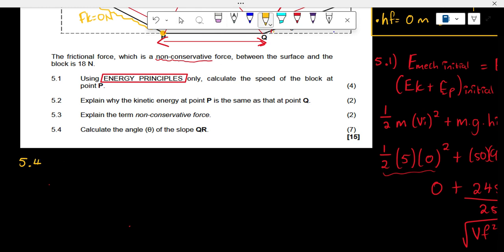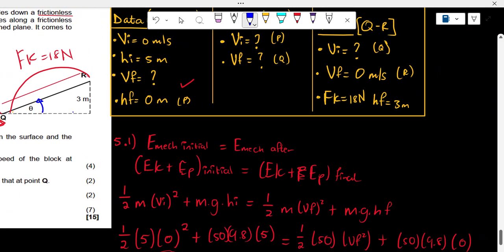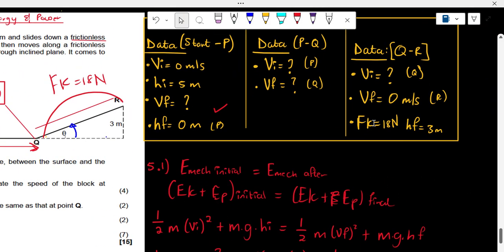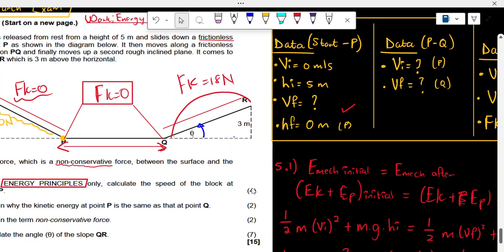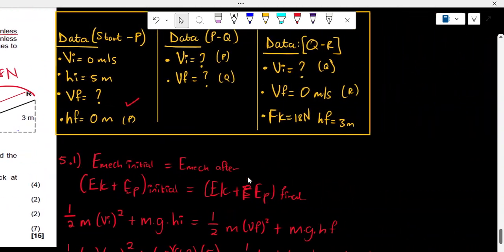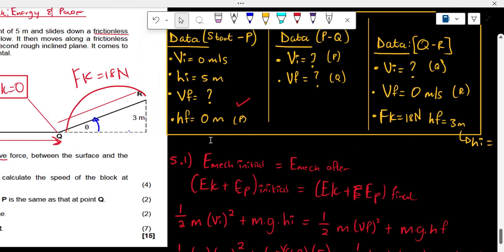Now, if you think about it, guys, theta is this angle here, right? That's the value of theta. Now, we need to think about what we can do. We need to have a plan of attack. So we're looking at the data from Q to R now. We know that from Q to R, we have the initial velocity, the final velocity, the friction, and the final height. We also have the initial height, which is 0. So at Q, the initial height is 0. So let's just add that as well. The initial height is 0 meters. That's at point Q, right?